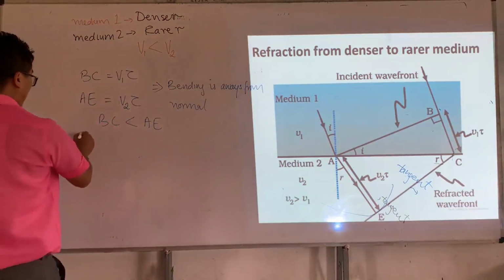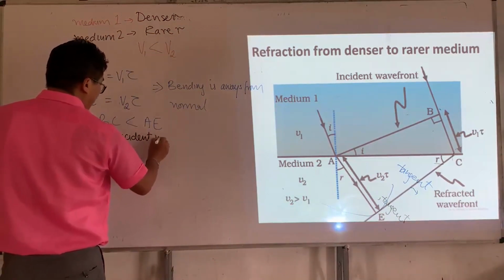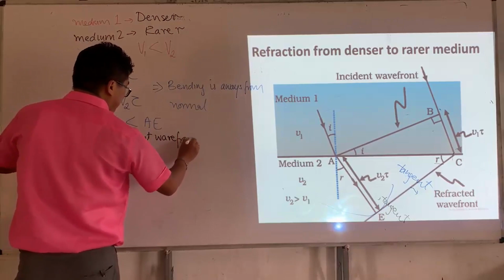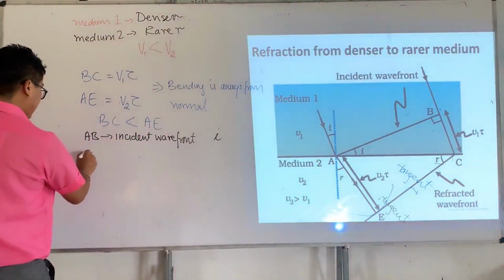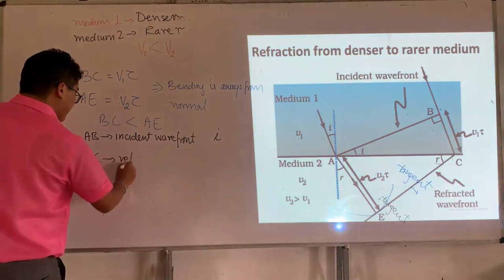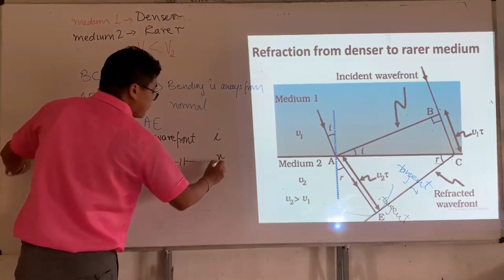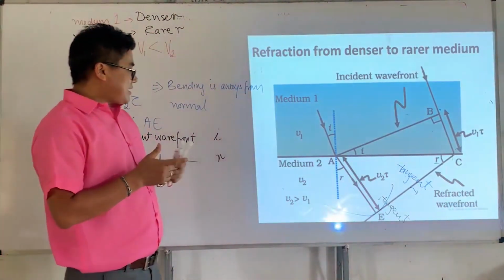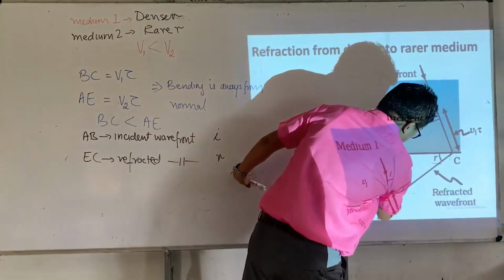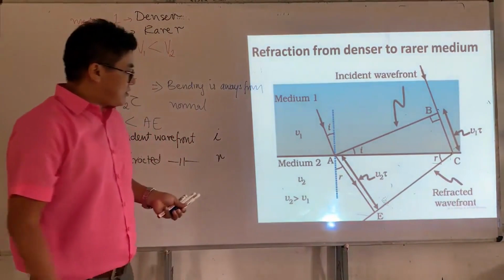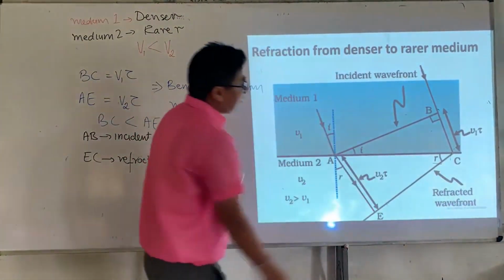So what is the incident wavefront? AB is the incident wavefront with angle of incidence I, and EC is the refracted wavefront with angle of refraction R. So this is what we have. Now we can easily derive Snell's law. I'm not going to do that; you can do it at home as a home assignment.